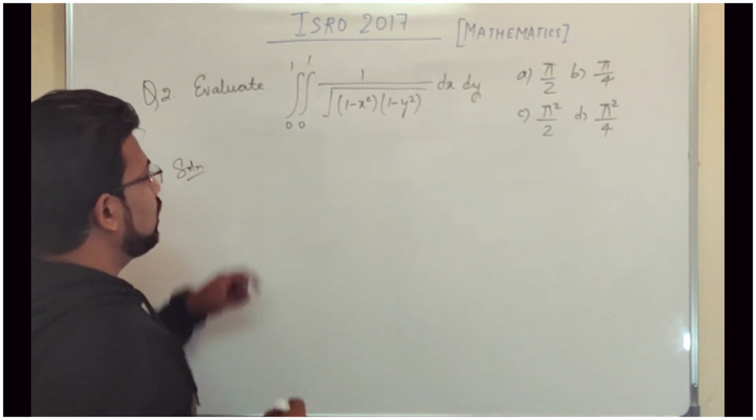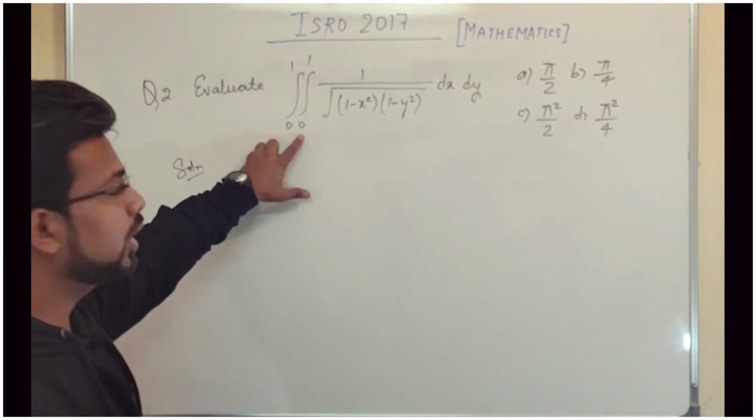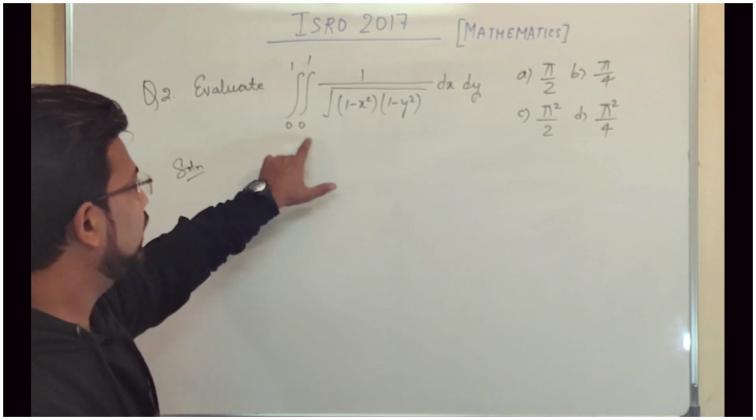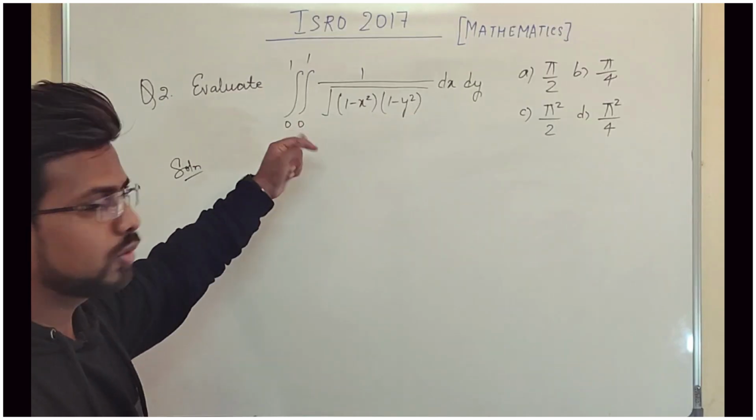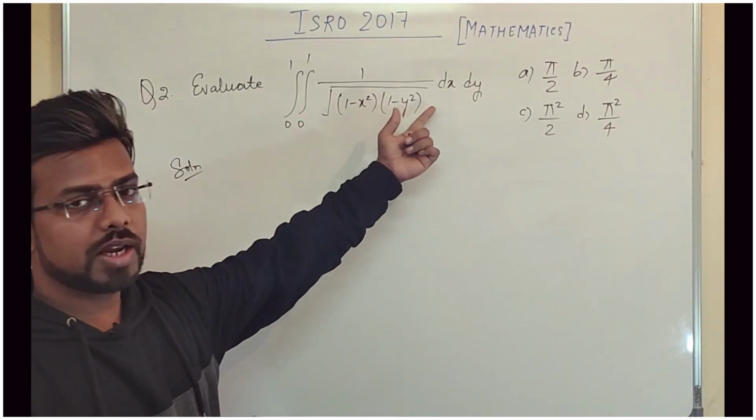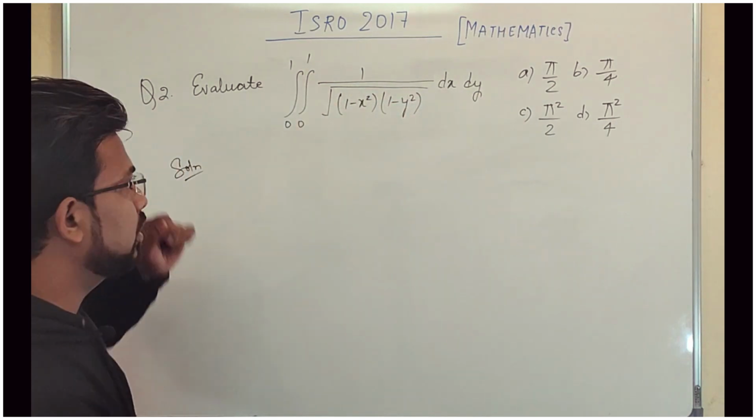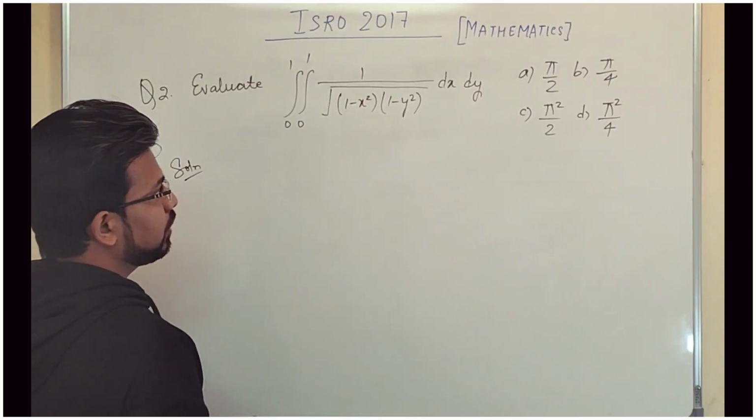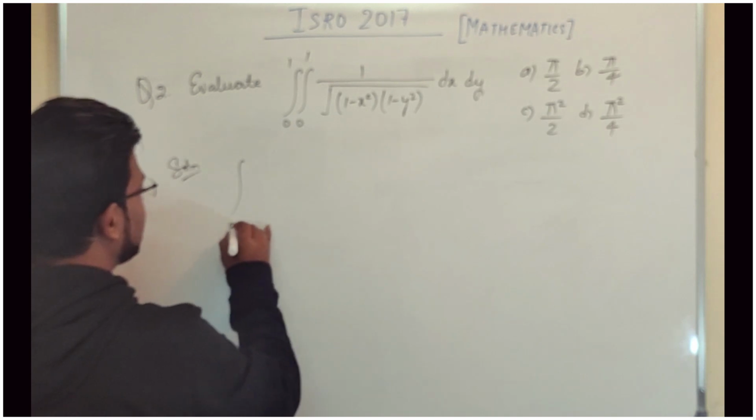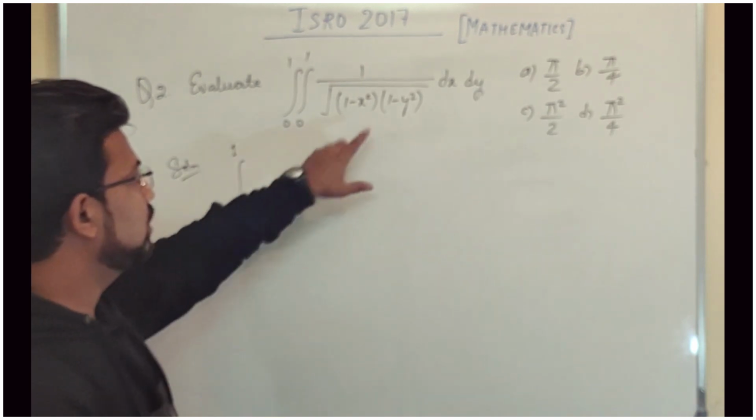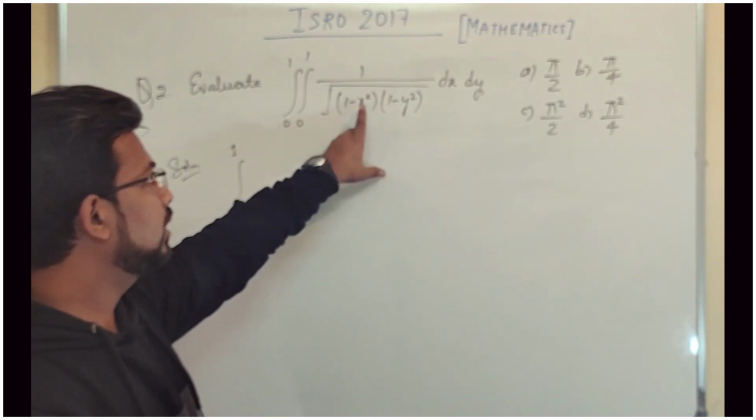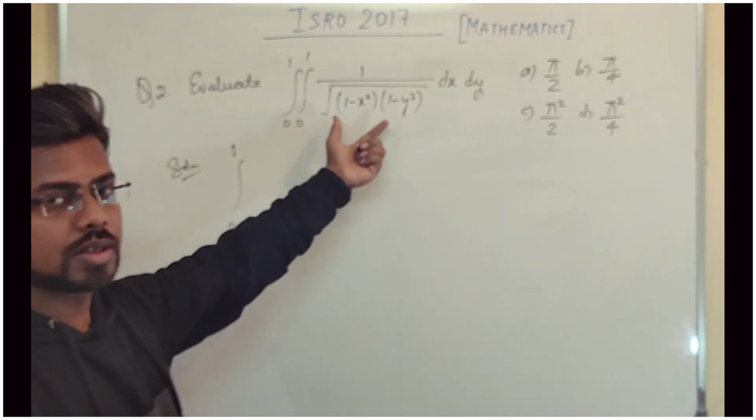So as we can see, we can see that the limits of x and y are from 0 to 1. So whether you integrate with respect to x or with respect to y doesn't matter at all. So first I'm integrating with respect to y. So let's say this is 0 to 1. If I'm integrating with respect to y first, then this x portion will be taken out.